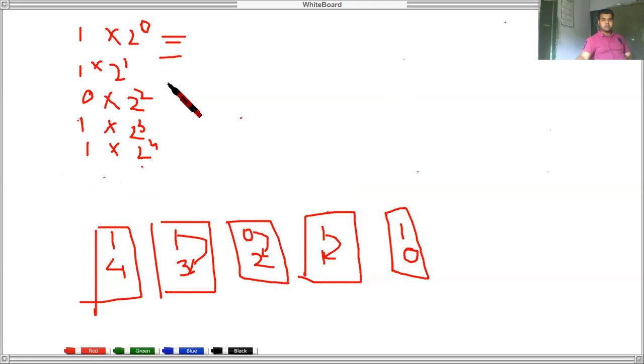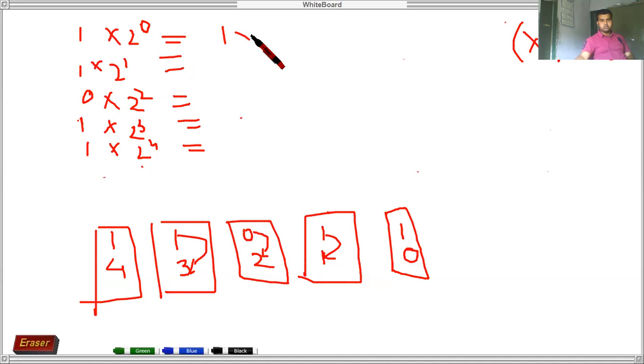Okay, so equal to, equal to, equal to, and equal to. First formula, always remember x to the power 0. X can be any number. X to the power 0 is always 1. I repeat, x to the power 0 is always 1. So 2 to the power 0 is 1.